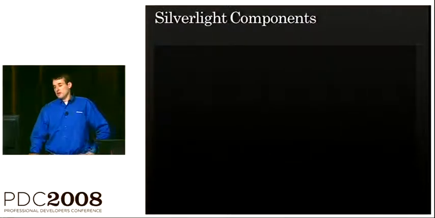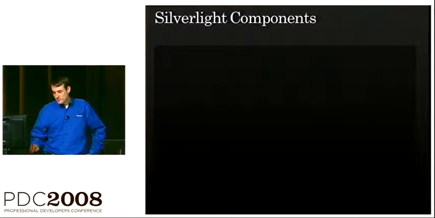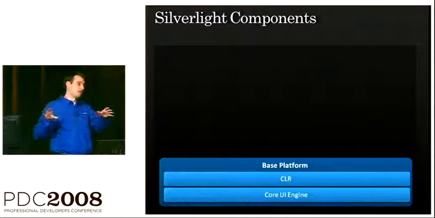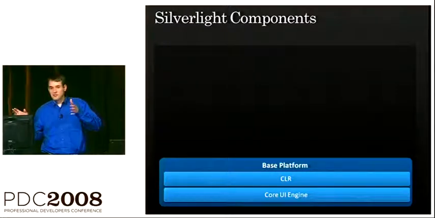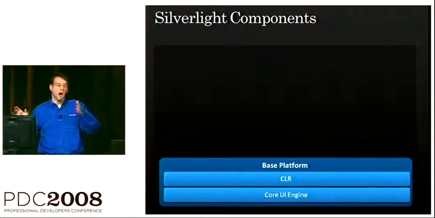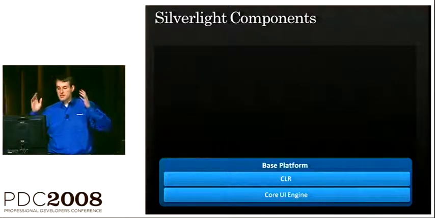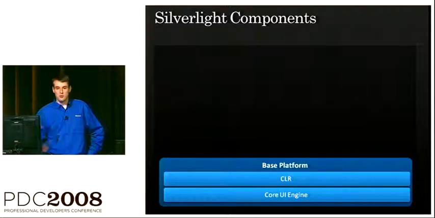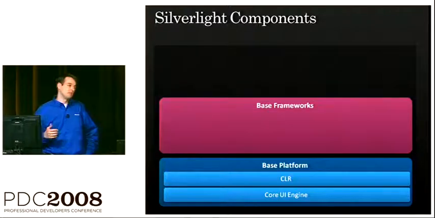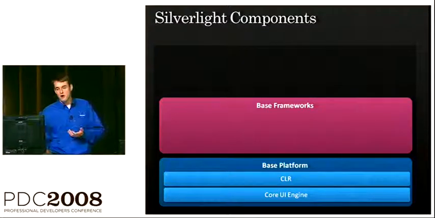So here's the way I view the world in terms of the Silverlight component stack. We've got a base platform. The base platform has the core execution engine, the CLR. It's got the core UI engine, right? Those are the things that make everything go. Those are the things that without them, you couldn't do any of this stuff. It took a long time building up those core pieces. The next level of the stack is kind of a base framework piece, the kind of building blocks, a lot of what we've been talking about.